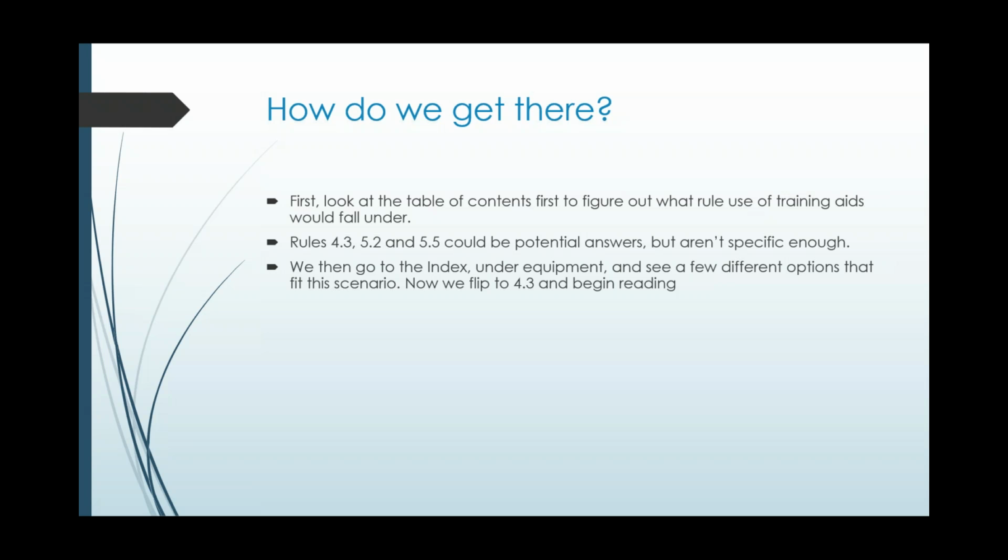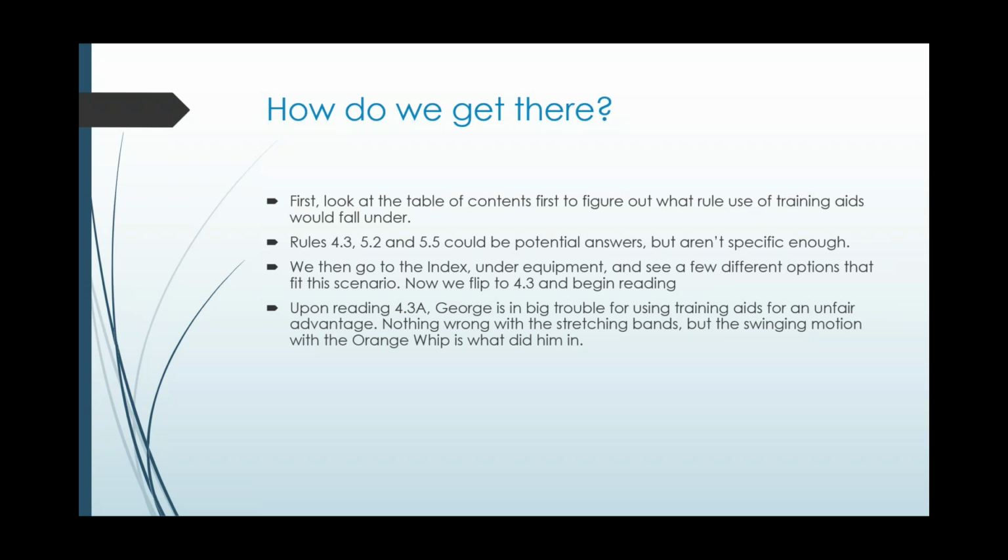So if we go to the index, we'll go under equipment, and we'll see again a couple different rules here. So we'll go back to 4.3 because we know that that's going to be stretching devices, training aids. We know we're going to have to get information from there. So if we read the rule real quick here.